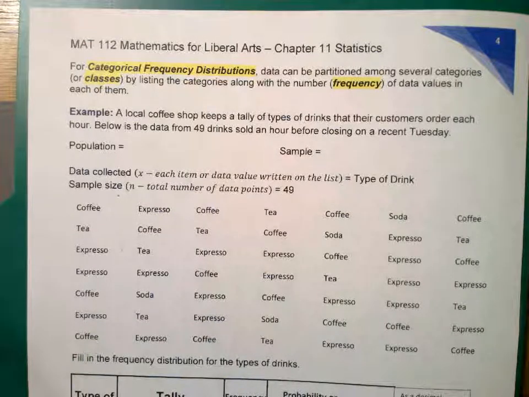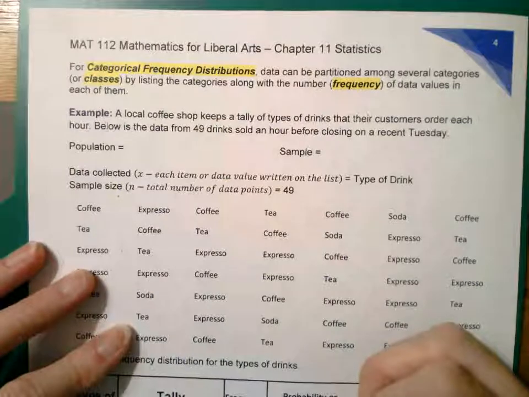So, for example, a local coffee shop keeps a tally of types of drinks that their customers order each hour. Below is the following data from 49 drinks sold the hour before closing on a recent Tuesday. So, clearly it's a sample.